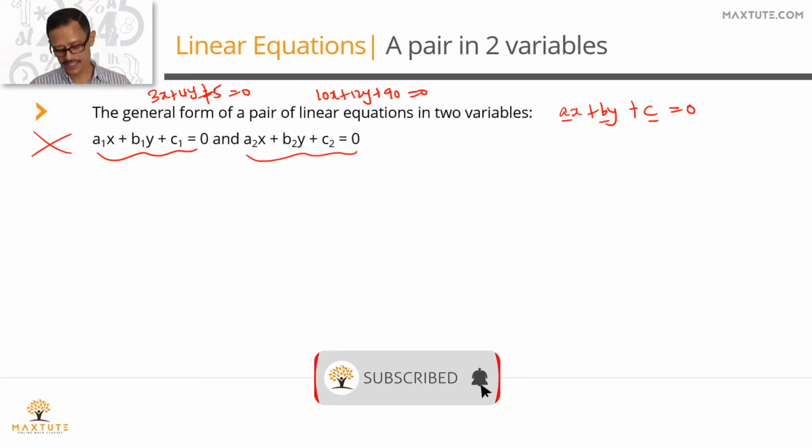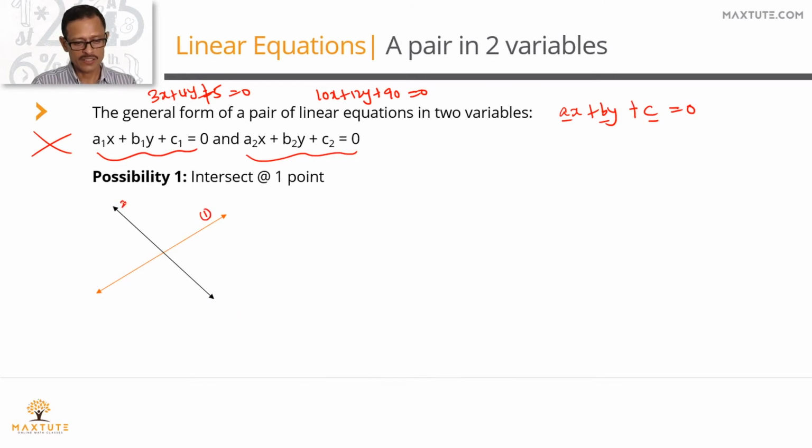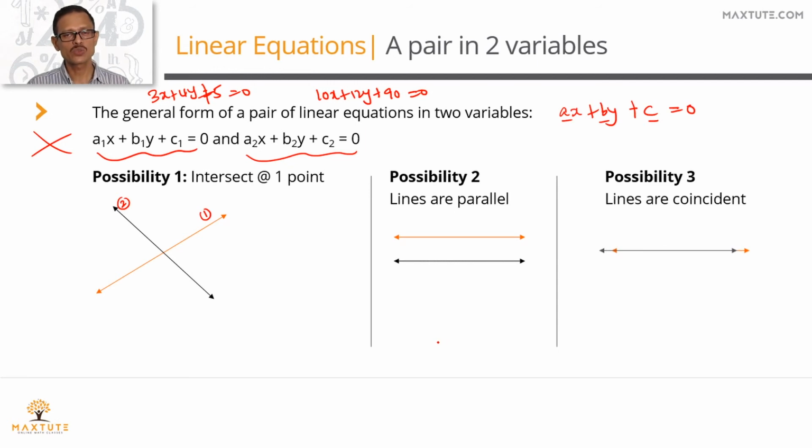There are three possibilities that arise. One is this: these two straight lines could intersect in this fashion. This could be equation 1, and this is a straight line represented by equation 2. They intersect at one point. There is another possibility: the two straight lines could very well be parallel lines. And there's a third possibility, which is that these two lines could be coincident. One line is on top of the other. They're actually one and the same line. They're not two different lines. The gray line and the orange line are one and the same.